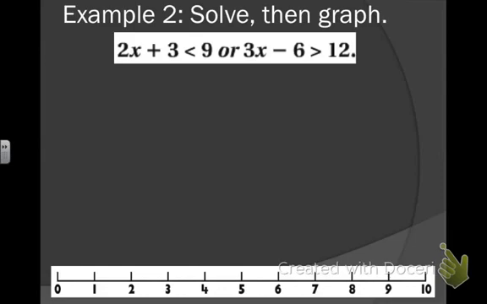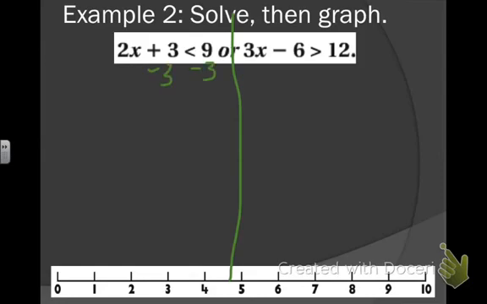Now, an example with an OR inequality, you cannot combine these because remember, they don't merge. They're just two sort of separate inequalities on the same graph. So this time I really want to keep it separate.